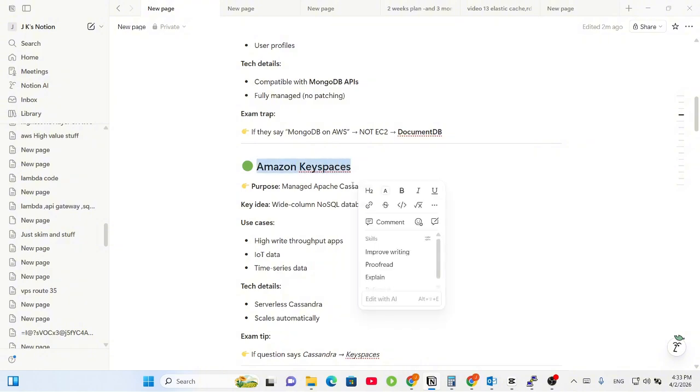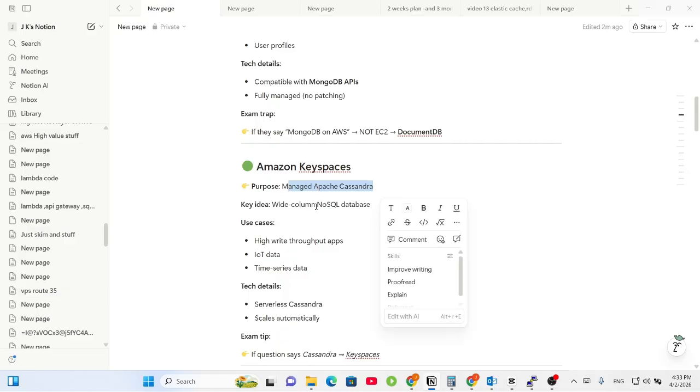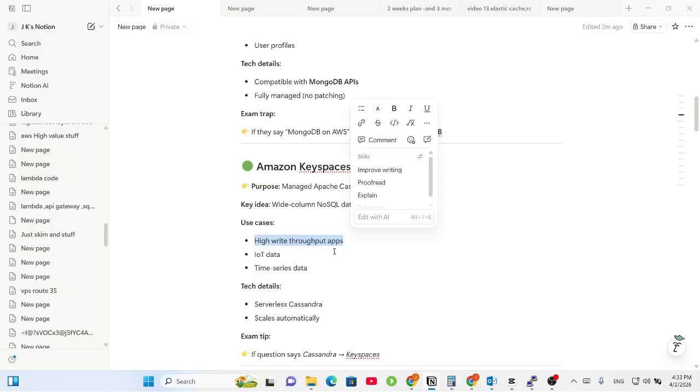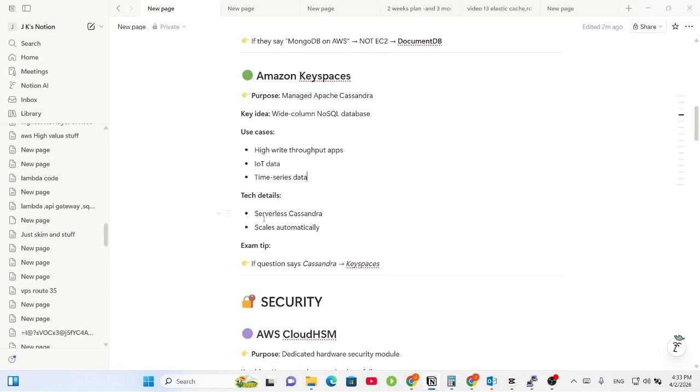Amazon Keyspaces. This is managed Apache Cassandra. Wide column, NoSQL database. Use cases: high write throughput apps, IoT data, time series data, serverless Cassandra that scales automatically. If you see a question about Cassandra, then it's most likely Keyspaces.